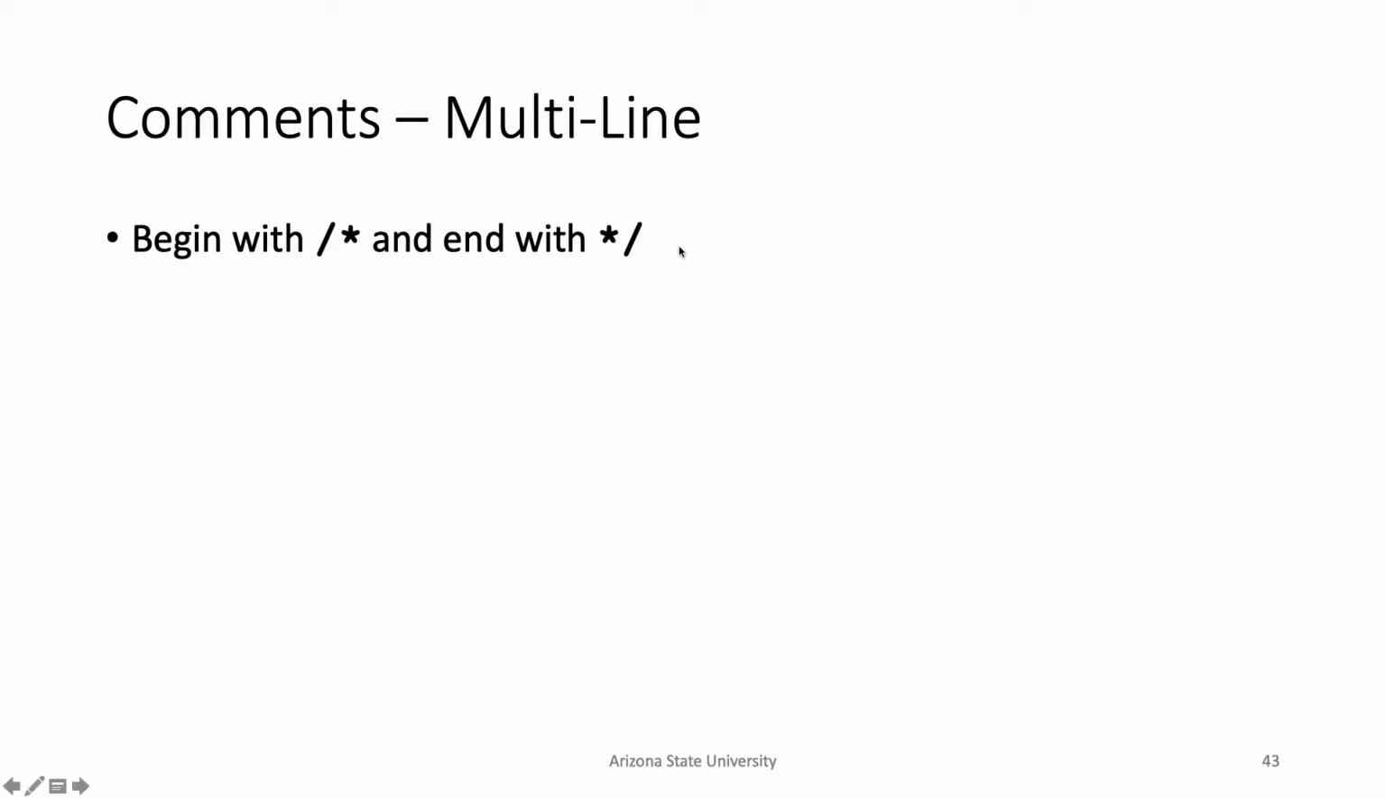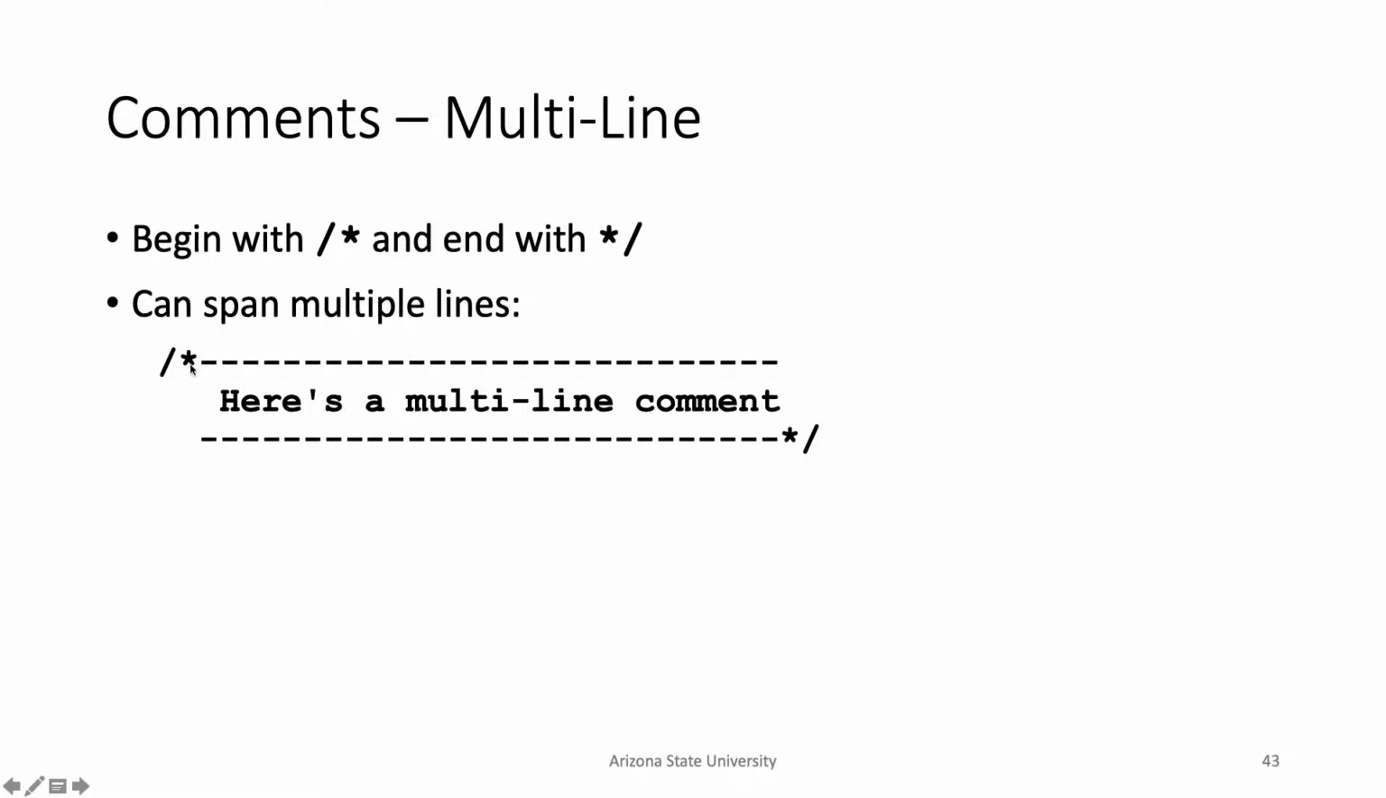So it doesn't matter how many lines that takes. It just keeps going until it sees a star forward slash. So they can span multiple lines. Here's an example. The multi-line comment starts right here because it starts with a slash and then star, and then it continues through the first line, second line, and third line up until this star slash over here. So that's a multi-line comment.